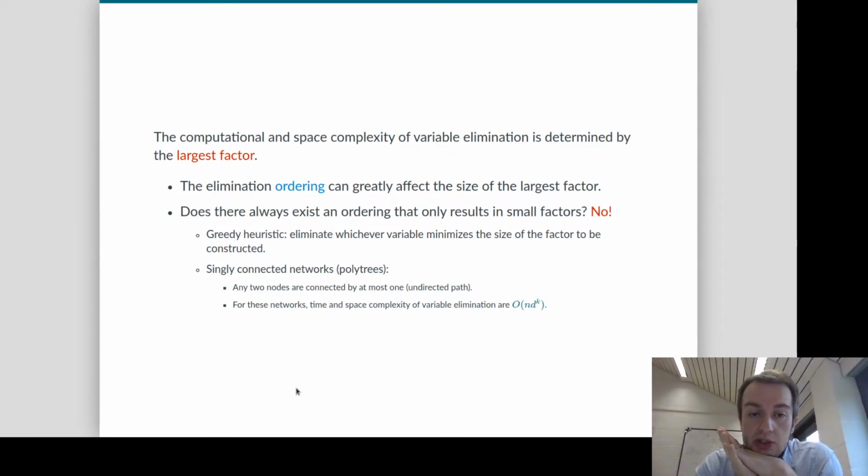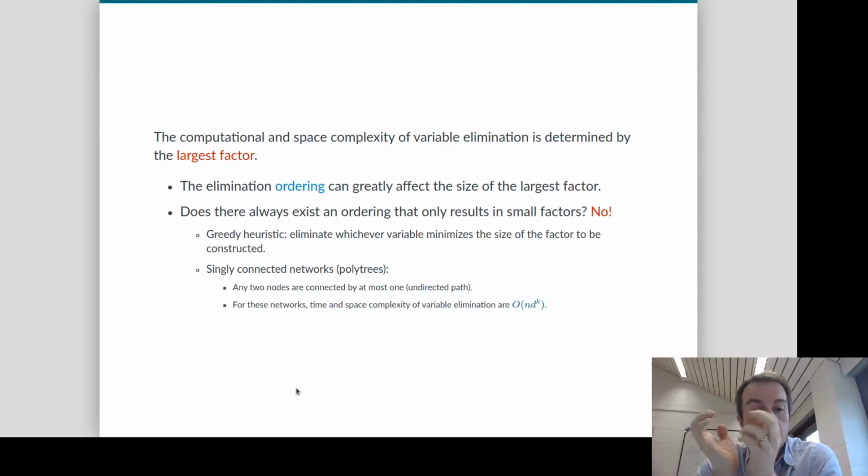So what we have just shown is that the computational and space complexity of variable elimination is basically determined by the largest factor that you need to compute when you perform this algorithm. And this largest factor depends basically on the ordering that you use. And unfortunately we can show that it's not possible to find an ordering in which you are guaranteed to only have small factors.